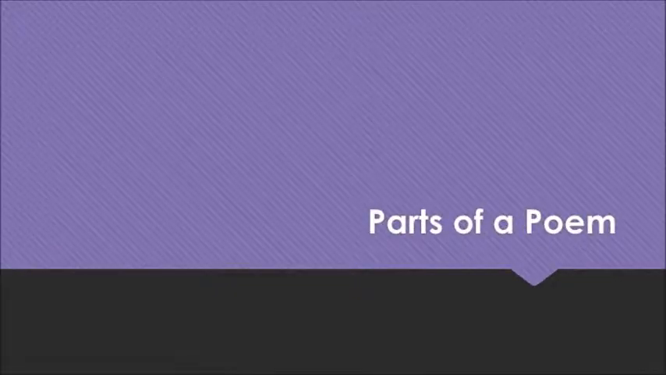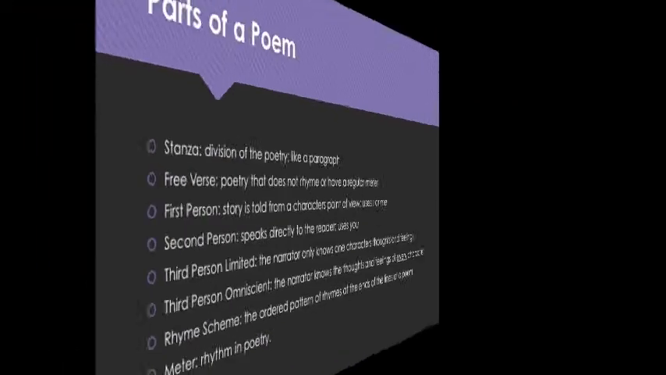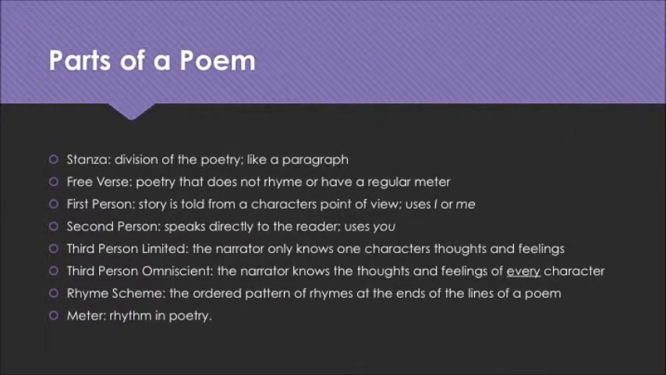Now that we have defined poetry, let's discuss the different parts that make up poetry. What are some key terms you can think of for this unit? There are many different key terms that could be defined in our poetry unit. However, I have limited our key terms down to these 8 terms. The first vocabulary term we will discuss is stanza. A stanza is like a paragraph in the way that it divides the poem into sections.